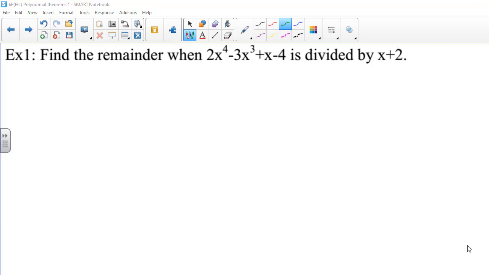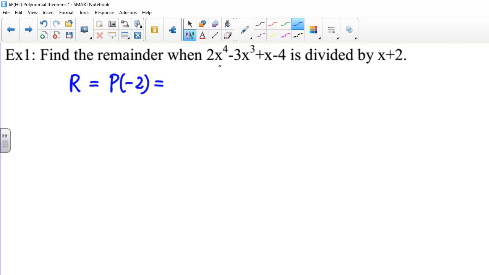Let's apply the remainder theorem to solve example 1. Find the remainder when 2x to the power 4 minus 3x cubed plus x minus 4 is divided by x plus 2. Of course, you still can apply the long division or synthetic division method to find its remainder. But the remainder theorem gives us a more efficient and quick way to find it. We only need to find the 0 of this divisor. So the 0 of the divisor is negative 2. I only need to use negative 2 to replace x in the polynomial function. P of negative 2 must be the remainder.